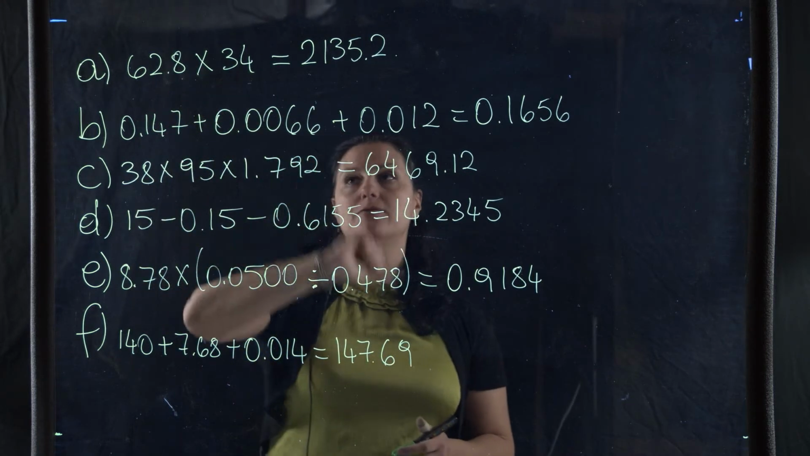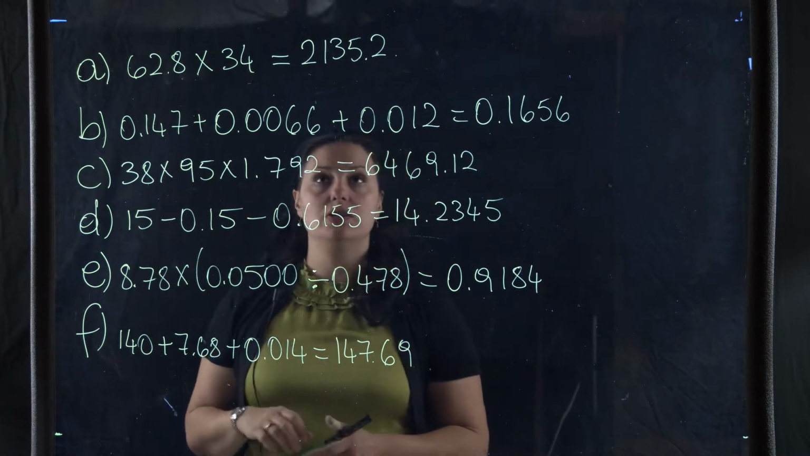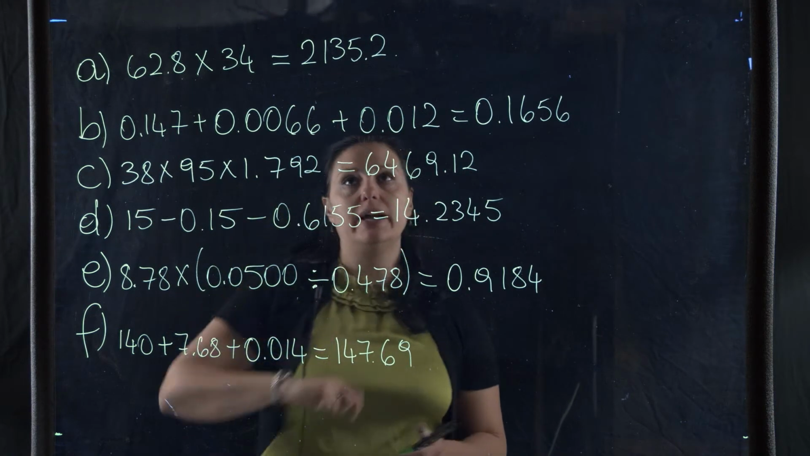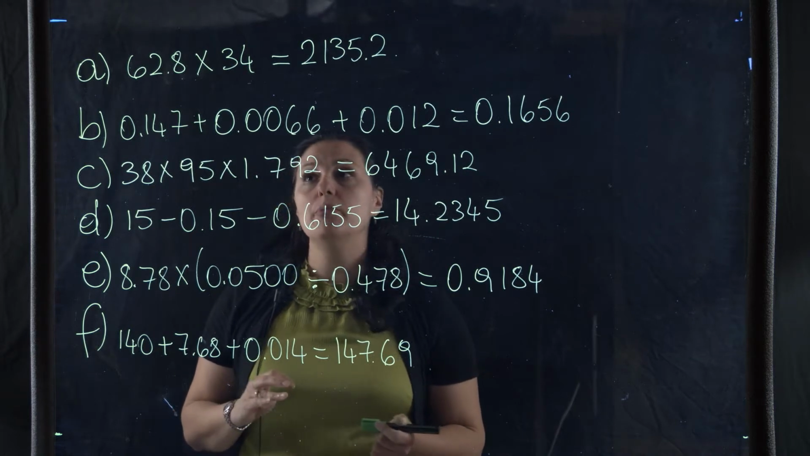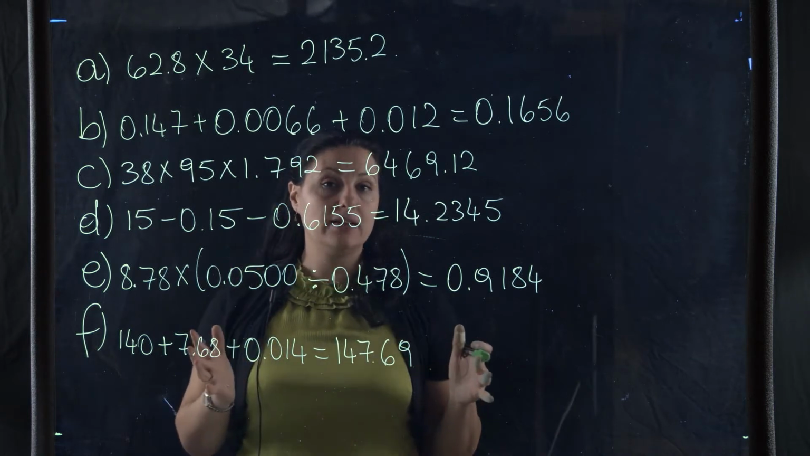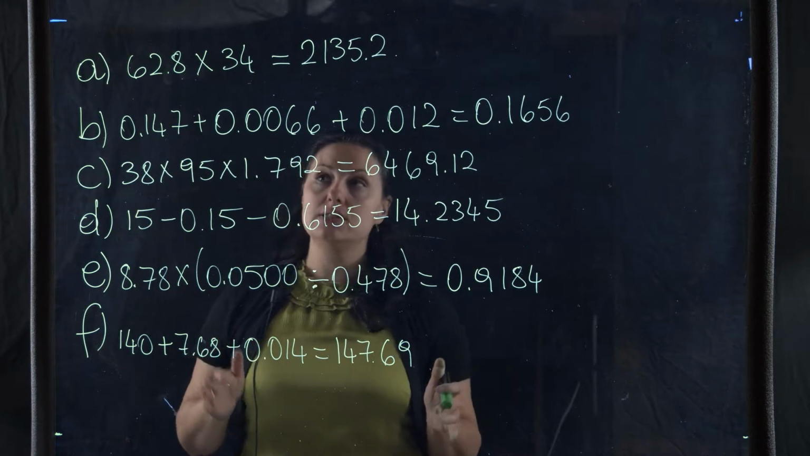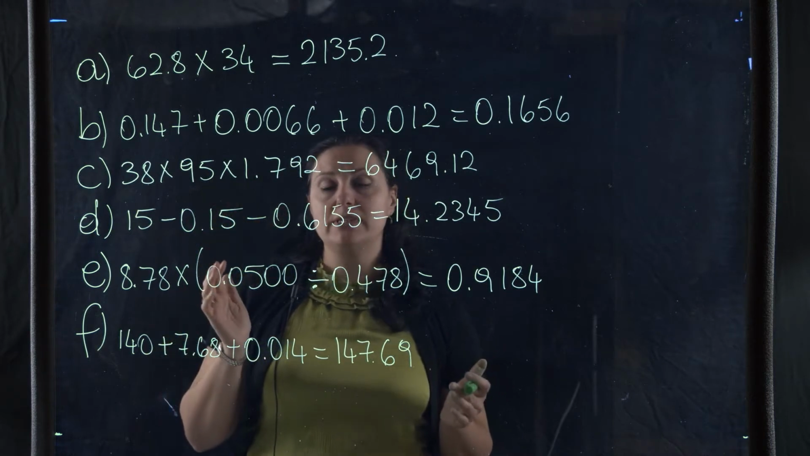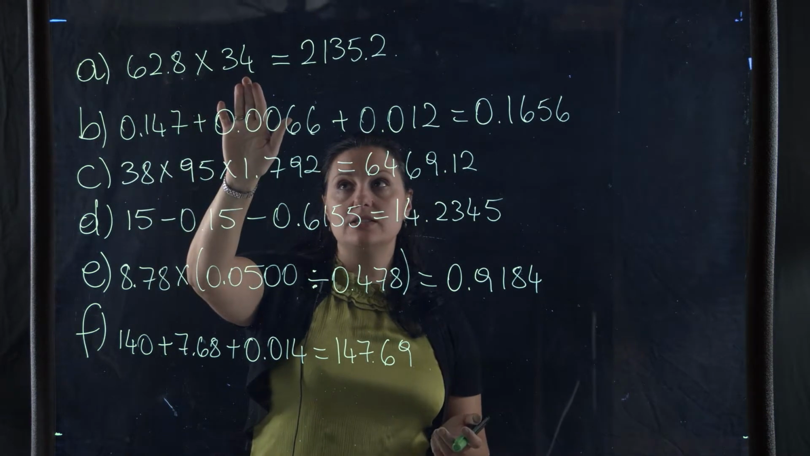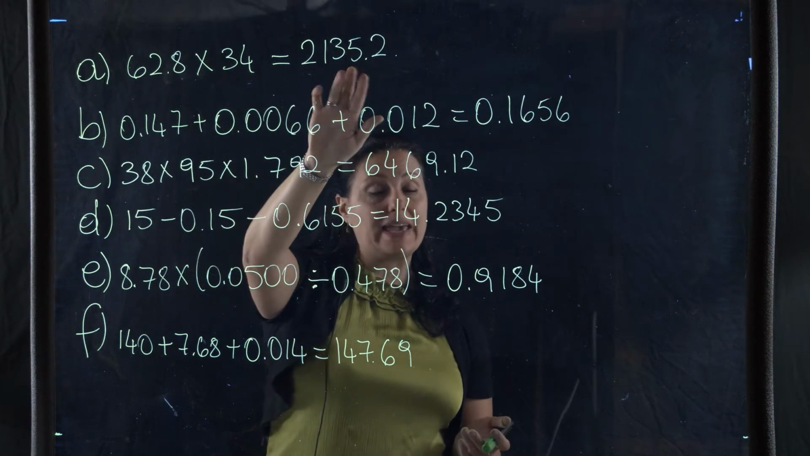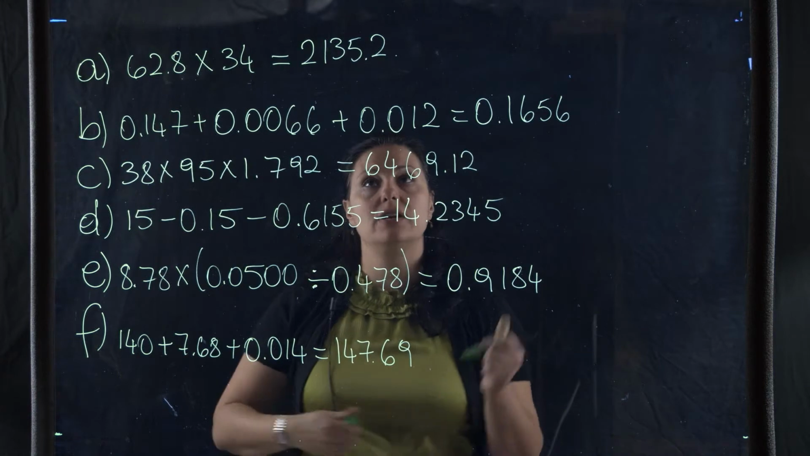62.8 times 34, this is a multiplication. This is my answer right now. Now I need to look at how many digits my answer should have. Because it's a multiplication, I look at the total number of significant digits that all of my numbers have, and I take the least amount. This has 3 significant digits. This has 2. Therefore, my answer will only have 2 significant digits.